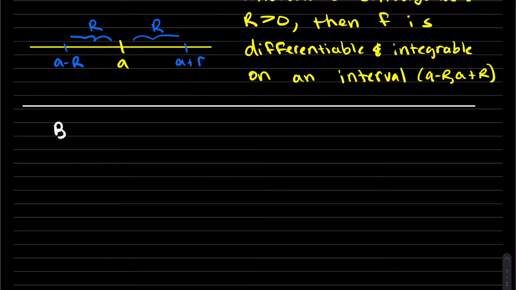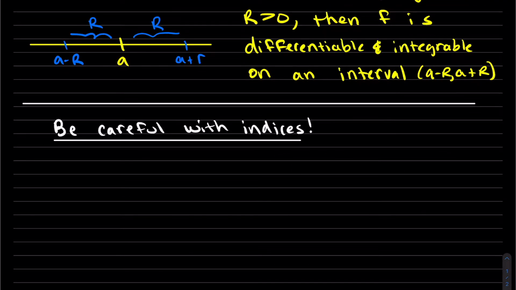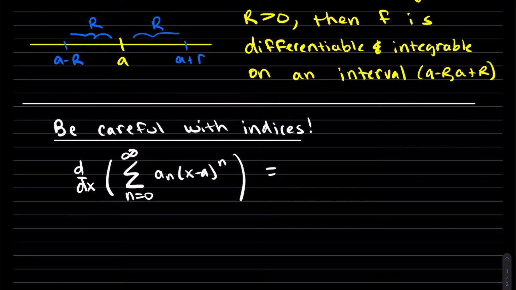My first word of caution is to be careful with the indices. So we're going to take the derivative of a series. This is representing all the terms, so we can do it in general. You just use the power rule here: n times a_n times (x minus a) to the n minus 1.